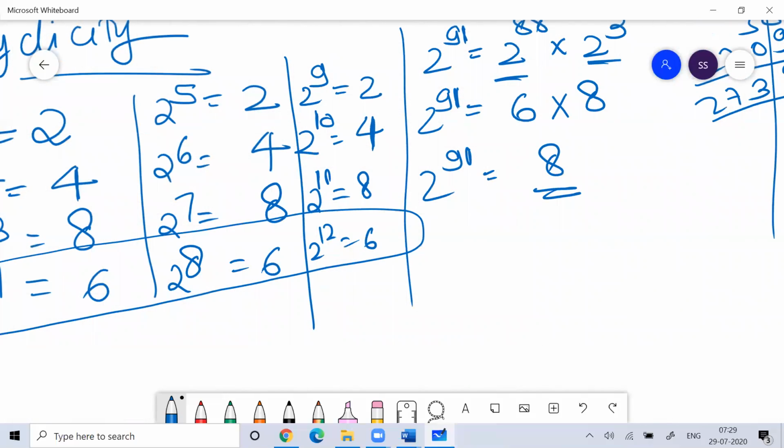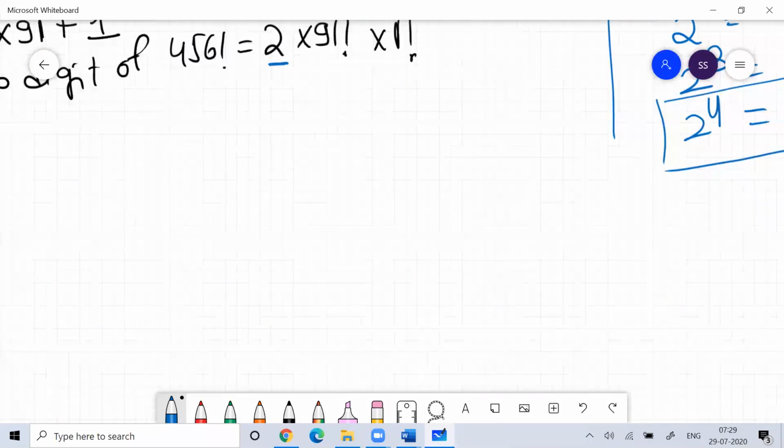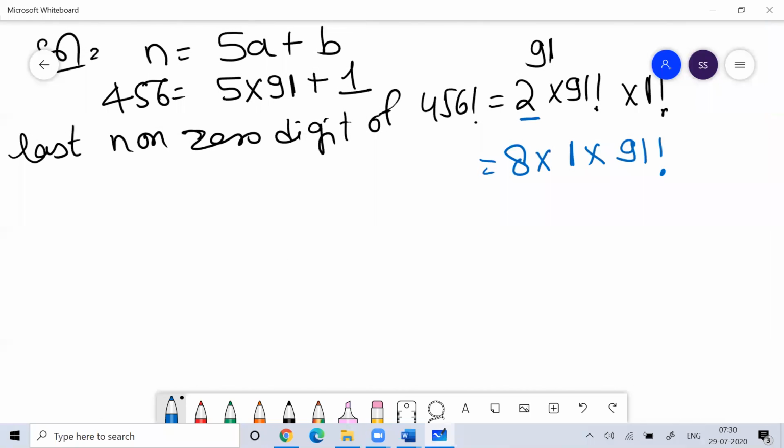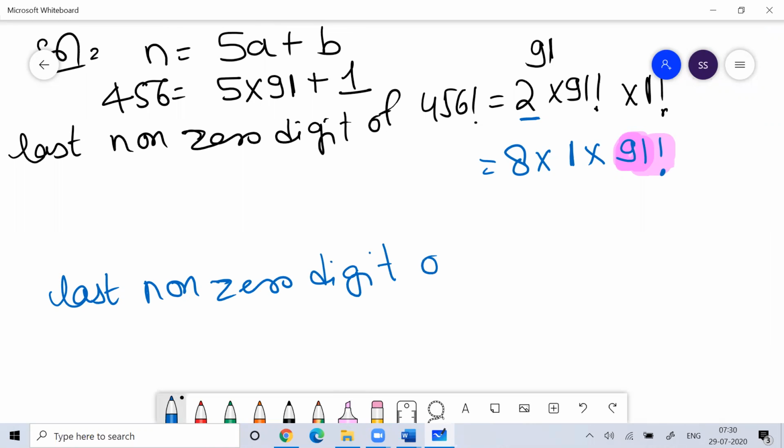So once I understood that 2 to the power 91 unit digit is 8, I'll substitute here 2 to the power 91. The unit digit is 8. 1 factorial is 1. And now 91 factorial. What is the unit digit of 91 factorial? I don't know. So now, before I proceed further, I need to find the last non-zero digit of 91 factorial.